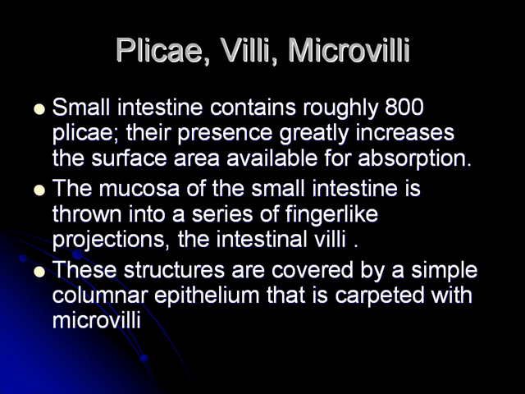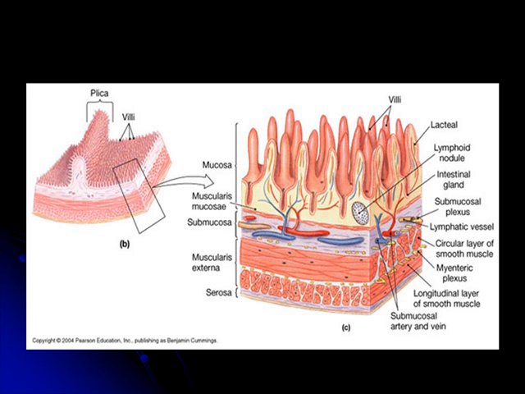Plicae, villi, and microvilli. The small intestine contains roughly 800 plicae. Their presence greatly increases the surface area available for absorption. The mucosa of the small intestine is thrown into a series of finger-like projections referred to as intestinal villi. These structures are covered by simple columnar epithelial cells carpeted with microvilli. And this is an illustration from your textbook demonstrating that anatomy.